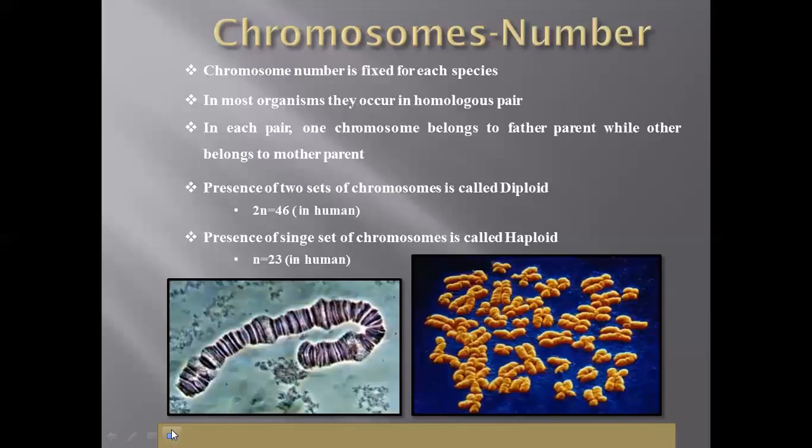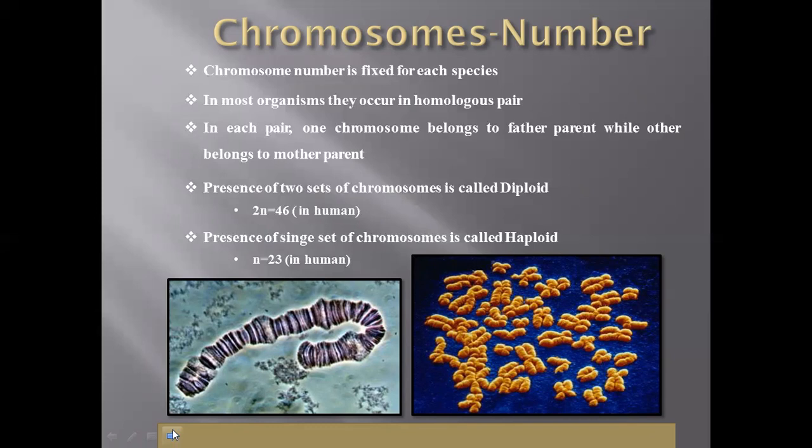Moving ahead. Chromosome numbers. Chromosome number is fixed for each species. In most organisms, they occur in homologous pairs, that means in the same pair. In each pair, one chromosome belongs to the father parent while the other belongs to the mother parent. Presence of two sets of chromosomes is called diploid, and presence of a single set of chromosomes is known as haploid.